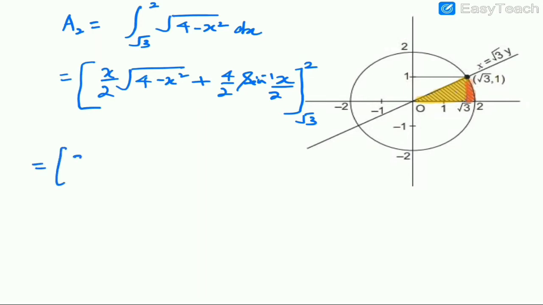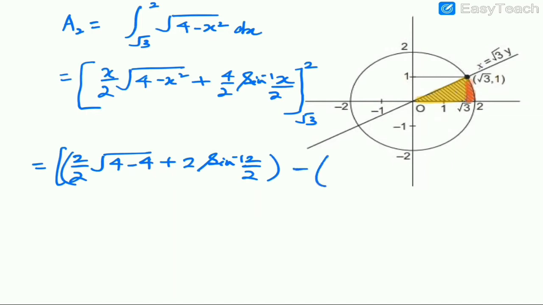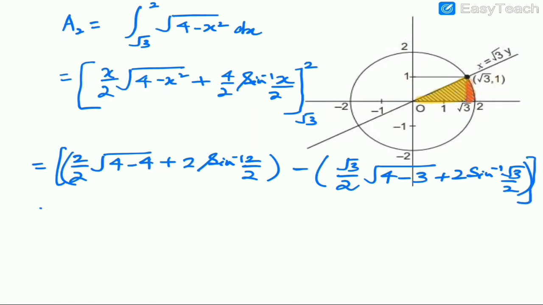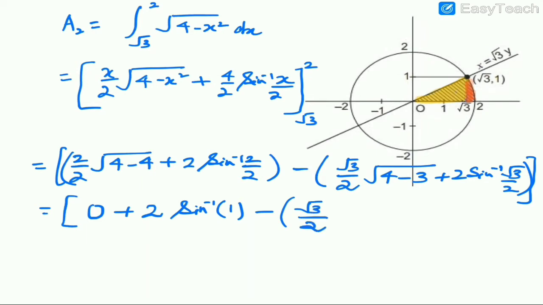Now putting the upper limit first, we have 2 by 2 root 4 minus 2 square, which means 4 minus 4, that is 0, plus 2 sine inverse 2 by 2, which is sine inverse 1, minus the lower limit: root 3 by 2 root 4 minus root 3 square, which means 4 minus 3 is 1, plus 2 sine inverse root 3 by 2, which is pi by 3.